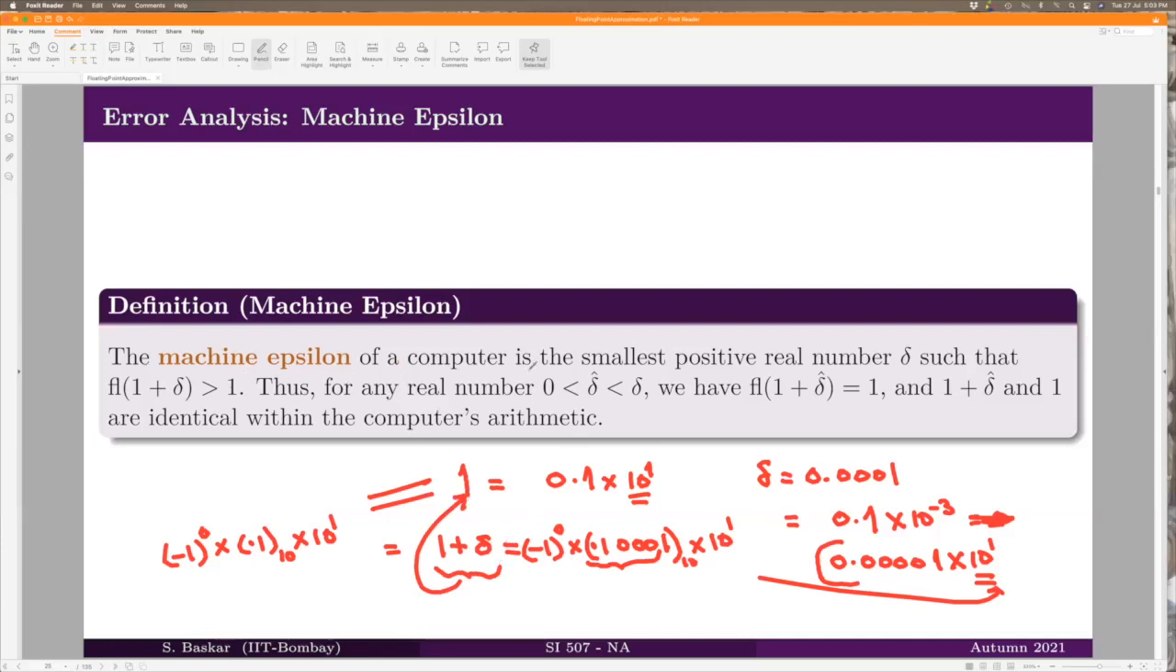The machine epsilon of a computer is the smallest positive number delta such that the floating point approximation, whatever it means for that computing device, of 1 plus that number delta is greater than 1. Thus, you take any real number less than delta, your computer will understand it as simply 1 only. It doesn't know that it is something greater than 1. So such a number delta is called the machine epsilon.